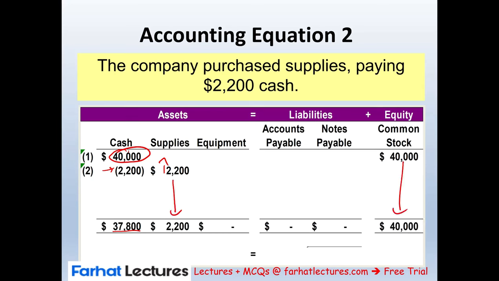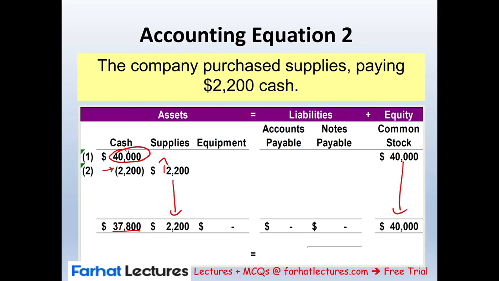But before we prepare the financial statements, let's take a look at this multiple choice question from farhatlectures.com. Purchasing equipment on account, it means payment to be made in the future. When we say on account or on credit, it means we will pay in the future. What effect will it have on the components of the accounting equation? So what happened if we purchase equipment on account? Is it A, increase in equipment? Yes, which is an asset.